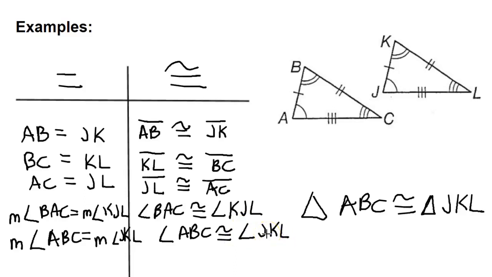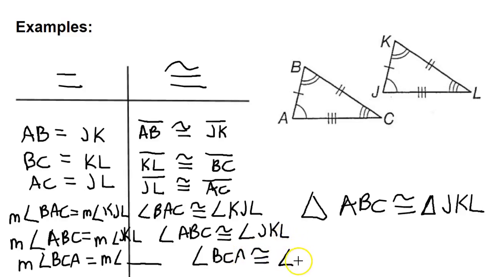Now for the last one here, I'm going to let that be the magic word for this video. We're going to say the measurement of angle BCA equals the measurement of angle, and I'm going to leave that blank. That's going to be your magic word there. And so in angle terms, angle BCA is also congruent to angle, and you're going to have to fill in that blank right there.